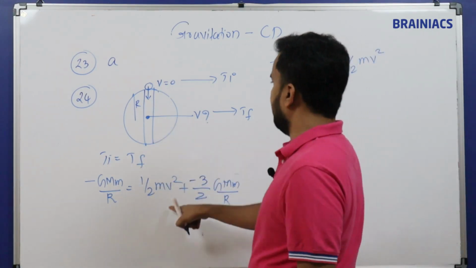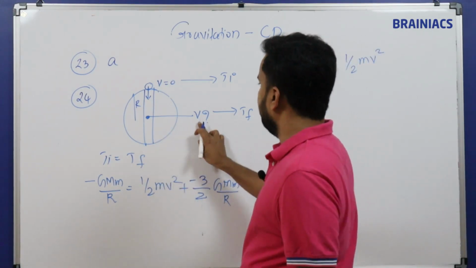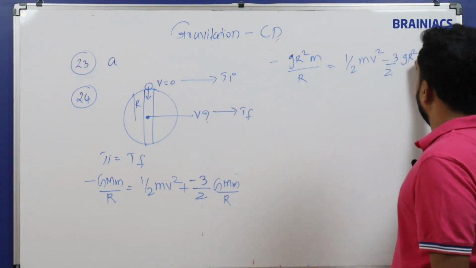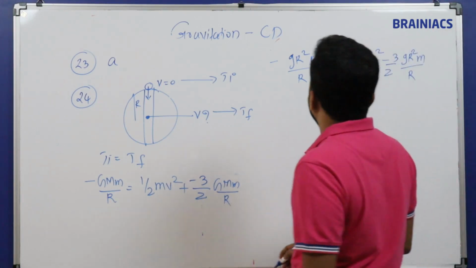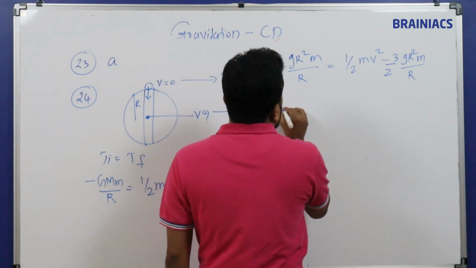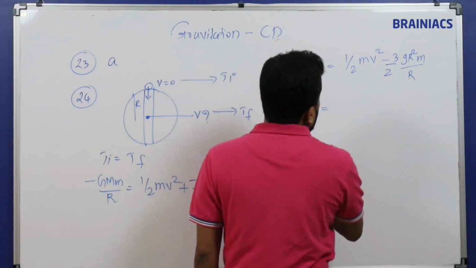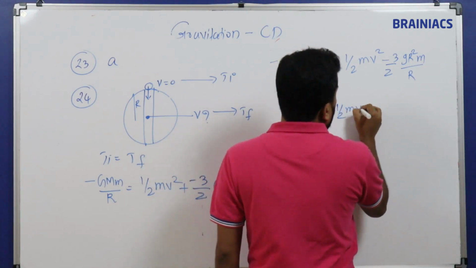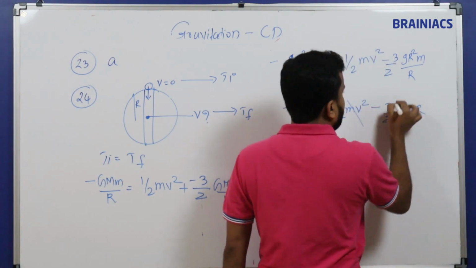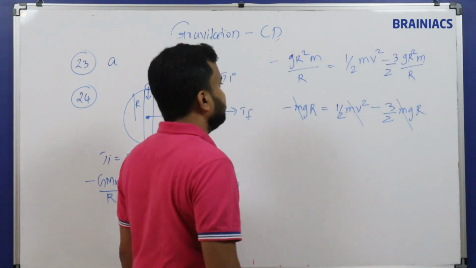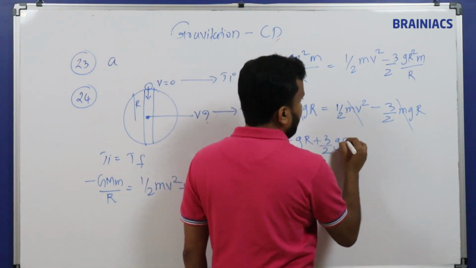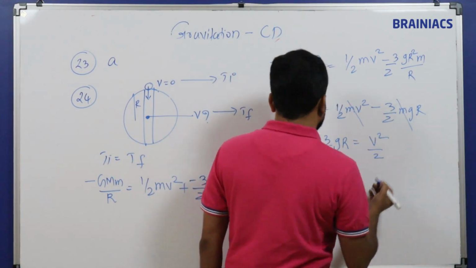V square is the final point, velocity at the center. So this velocity is V, velocity at the final, minus 3 by 2 GM m divided by R. So here we got minus mgR. So minus mgR is equal to 1 by 2 m v square minus 3 by 2 mgR. M cancels. Minus gR, and this 3 by 2 is taken to this side. So 3 by 2 gR minus gR is equal to v square by 2.